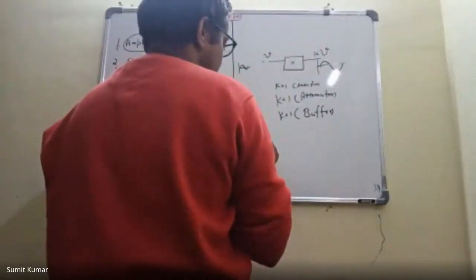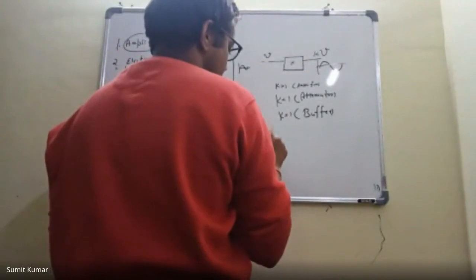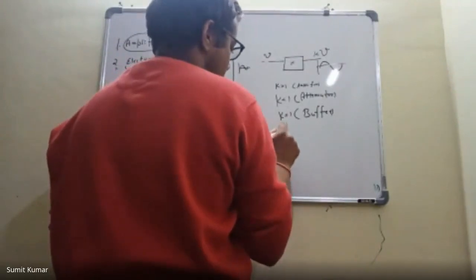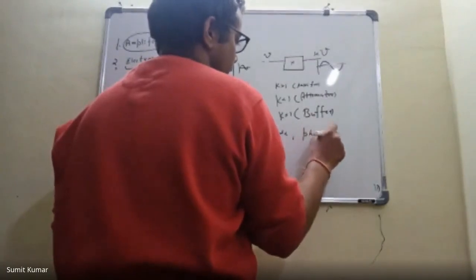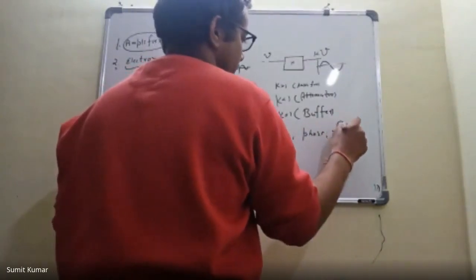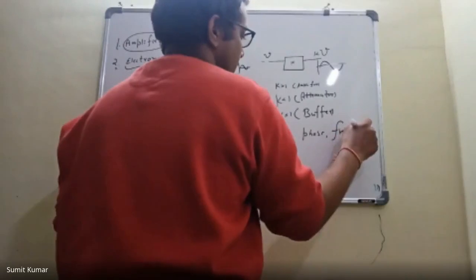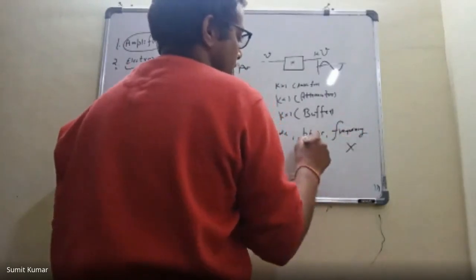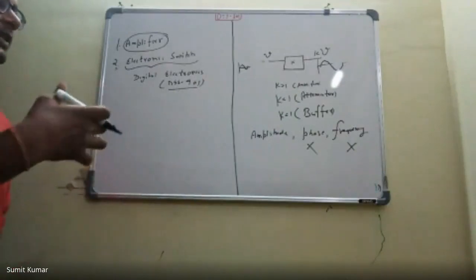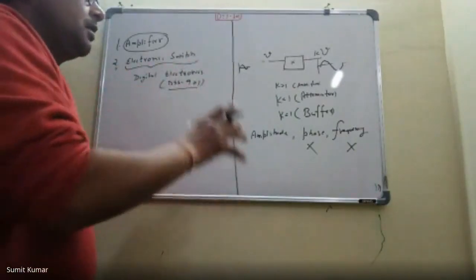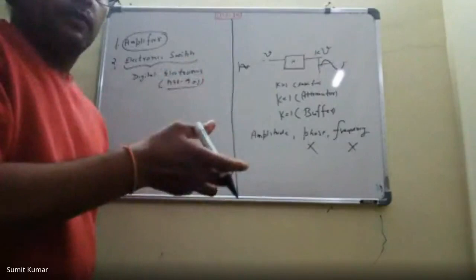What are the 3 parameters? Amplitude, phase, and frequency. We do not want any amplification or any change in phase and frequency. Okay, we just want an exact replica of the input but magnified in terms of output.